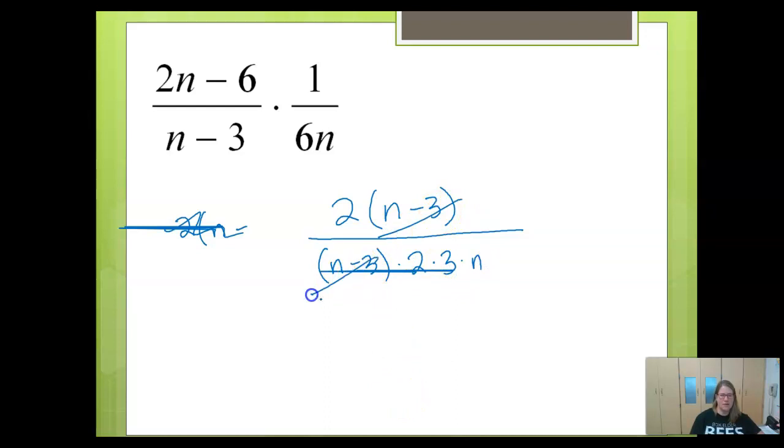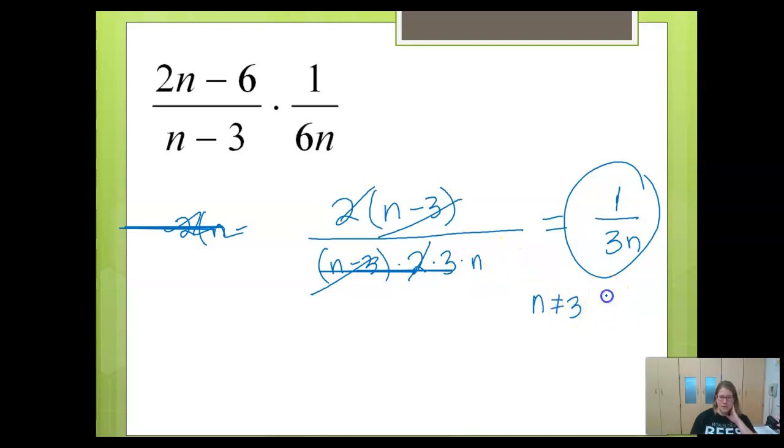So the n minus 3 cancels, the 2 cancels, everything left canceled from the top, which just leaves a 1 up there, and then 3n on the bottom. So there's the simplified rational expression, and now I need to think about what n cannot be. So looking at my denominator, I had an n minus 3, which means n cannot be positive 3, and I had an n, which means n cannot be 0.